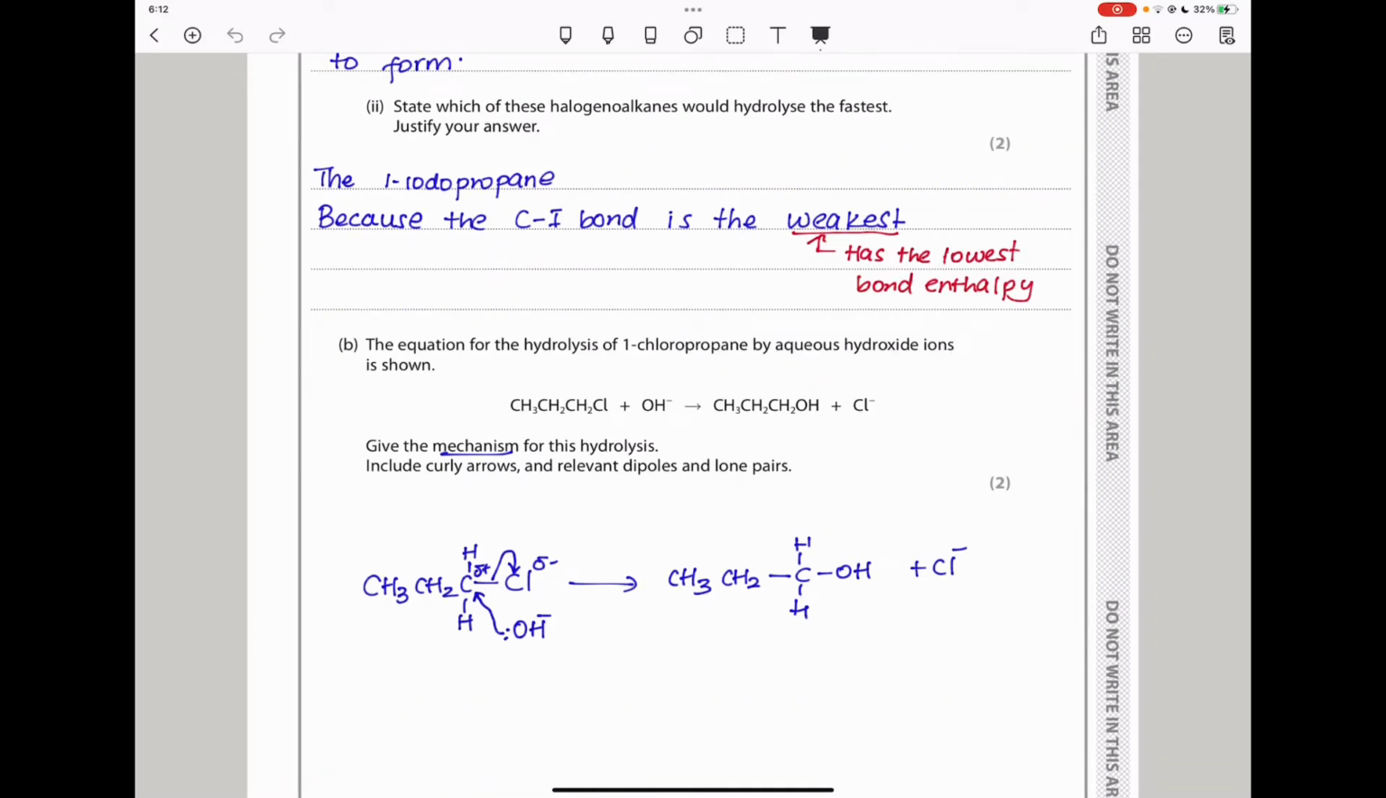The next question says, the equation for the hydrolysis of 1-chloropropane by aqueous hydroxide ion is shown below, which is this one here. And then they say, give the mechanism for hydrolysis, including curly arrows and relevant dipoles and lone pairs. So I displayed this part here because I wanted to show you the partially positive carbon. This is a partially positive carbon, and that is a partially negative chlorine.